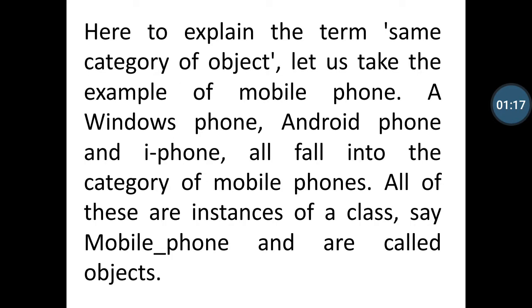Here, to explain the term same category of objects, let us take the example of a mobile phone. A Windows phone, an Android phone, and an iPhone all fall into the category of mobile phone. Also, these are instances of a class, say mobile phone, and are called objects.